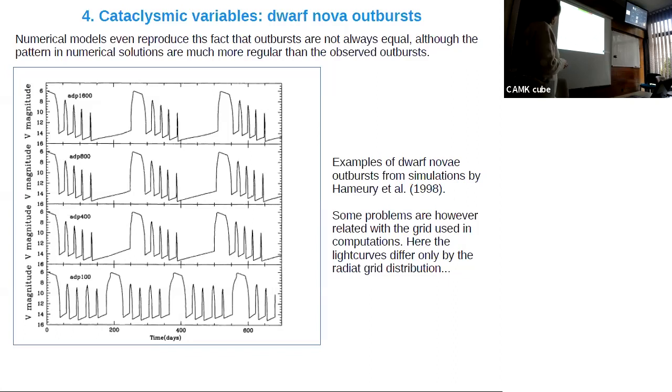The next bad thing in those computations is that somehow they do depend on the radial grid. This is an example of outbursts. It looks very nice. You even see different outbursts, sometimes longer, sometimes shorter. But this picture for a high density radial grid and a low density radial grid are different. Actually, that looks better than that one.